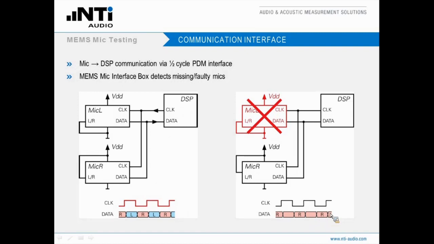So the problem here is that the DSP needs a way to differentiate whether this is really the identical data from another microphone or whether it is, like in this case, the same data as from the right microphone because the left one is faulty. Well, the good news is that our MEMS mic interface box is able to detect such a situation. It is able to detect a missing or faulty microphone and to alert the user accordingly.